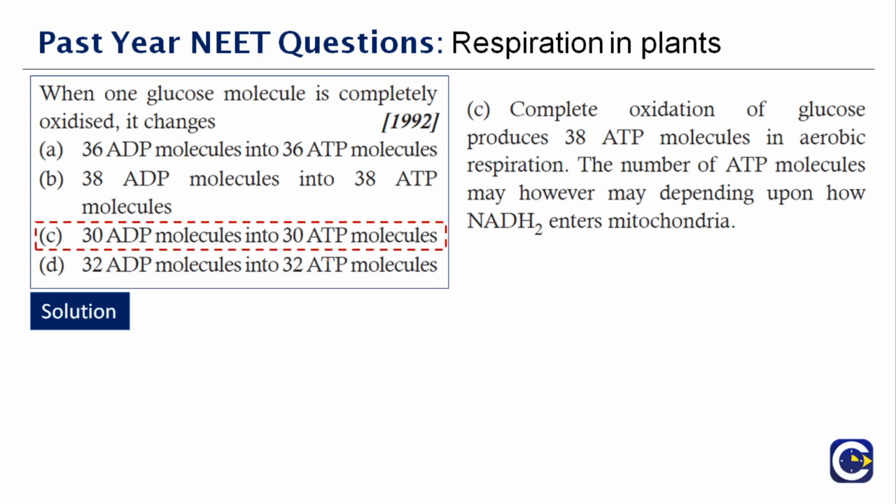Overall, we are not talking about the net gain here. We are not talking about what comes after the link reaction, or what the procedure or result is. We are not talking about anything like that. Here we are just talking about one glucose molecule. When it is completely oxidized, it changes into 30 ADP molecules into 30 ATP molecules.